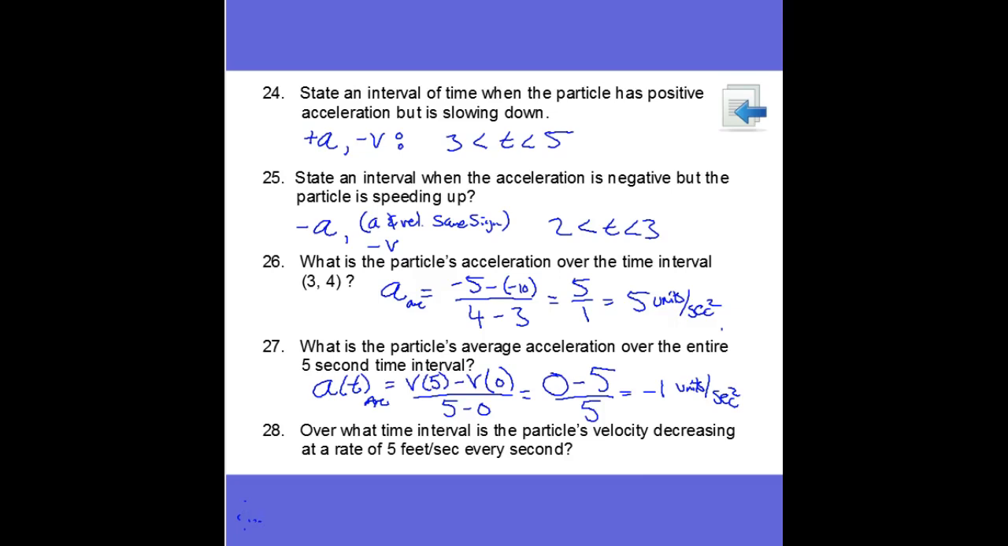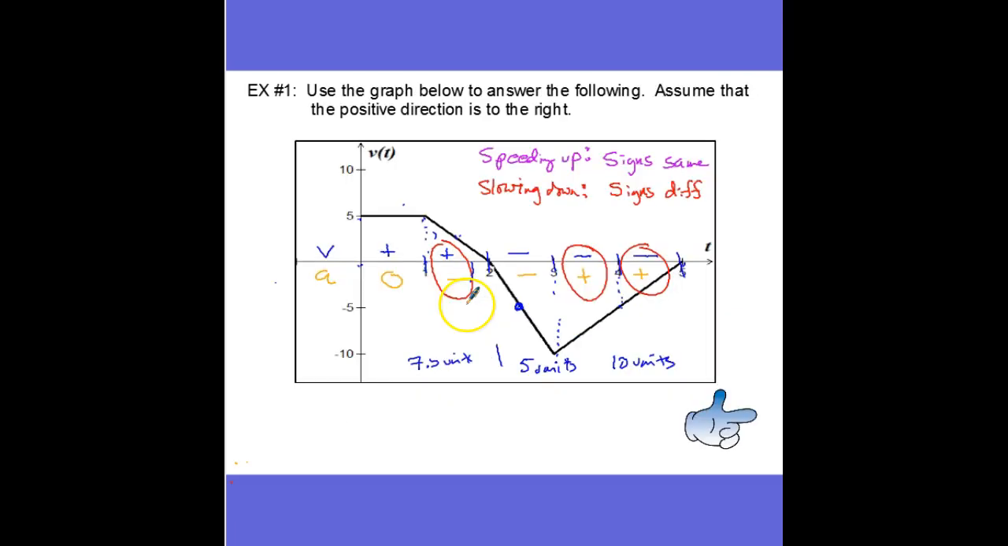And then finally, number 28, they ask over what time interval is the particle's velocity decreasing at a rate of 5 feet per second every second. And so, in other words, where is the slope going to be -5? So, looking at our sign chart on our graph, we can see that we have two intervals where the acceleration is negative. And we just need to decide where the acceleration is going to be -5.